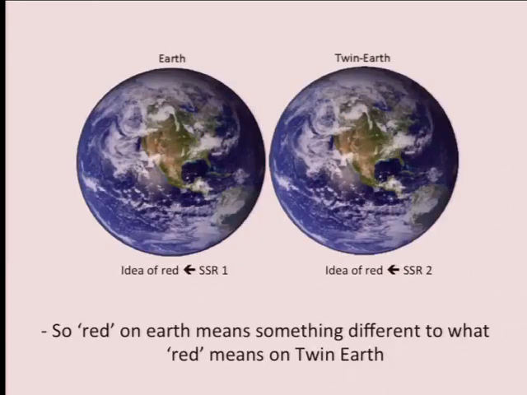So you could have Twin Earth cases, right? Maybe on Earth, the idea of red is produced by surface spectral reflectance, light of a particular kind of wavelength that produces that idea. And on Twin Earth, it's a different surface spectral reflectance that produces the idea. So on Earth and on Twin Earth, we'd both have sensations of red, but we'd be talking about quite different things.